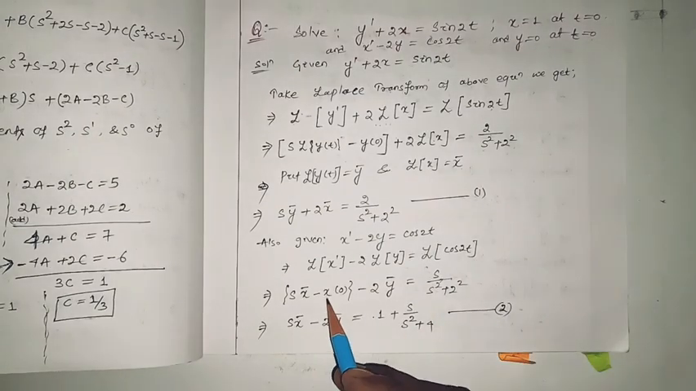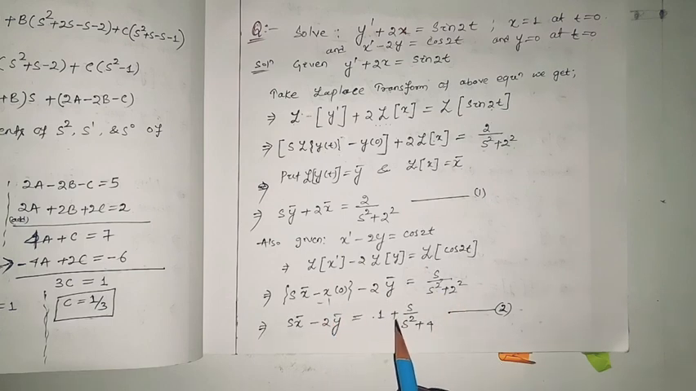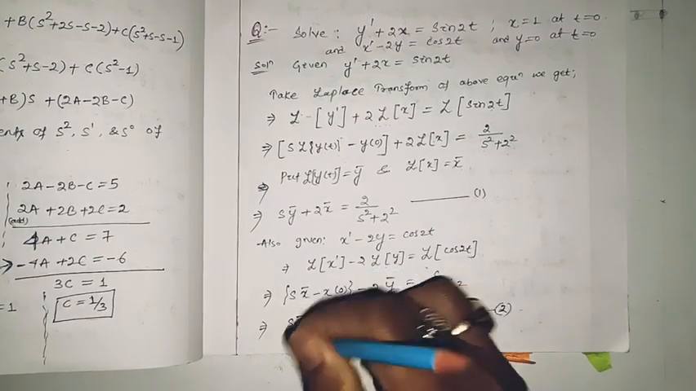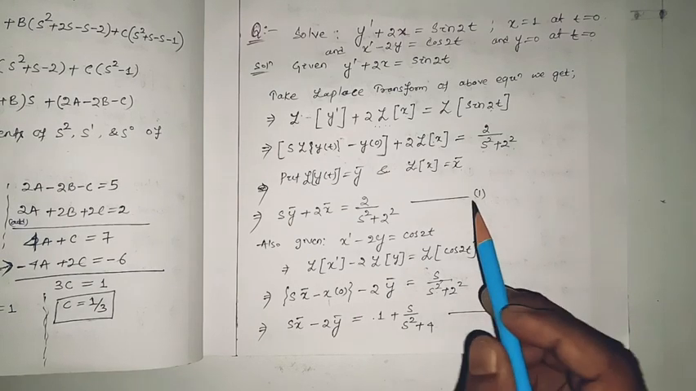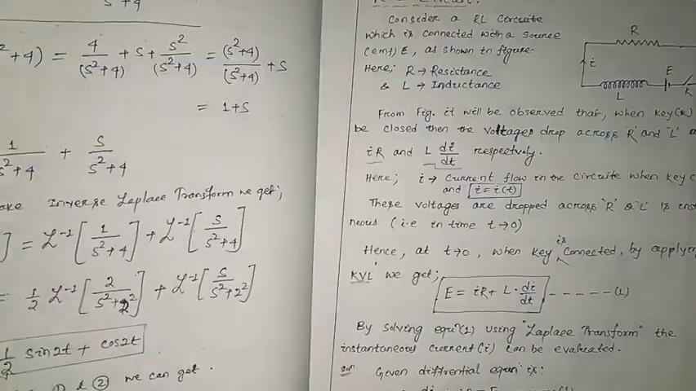Okay, so this value will be 1, minus 1 will be there, then this is your minus 2y bar, and this minus 1 taken this side, so this will be plus 1 plus s by s square plus 4. So one step I have not written over here: this minus, at a time I taken this side. Let this be your equation number 2 and this is your equation number 1, right?